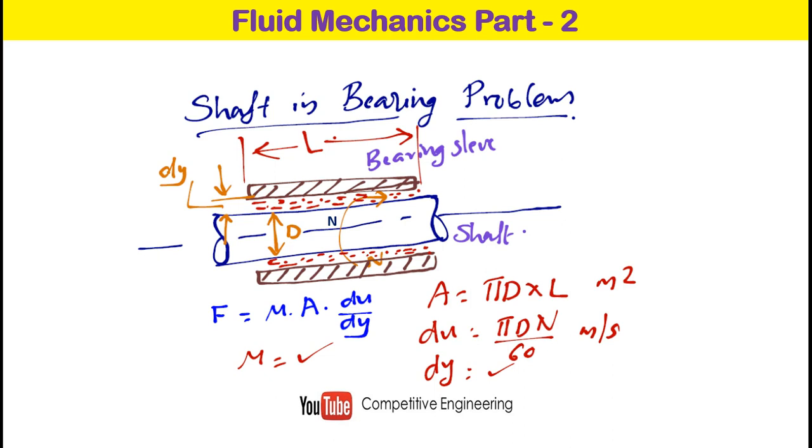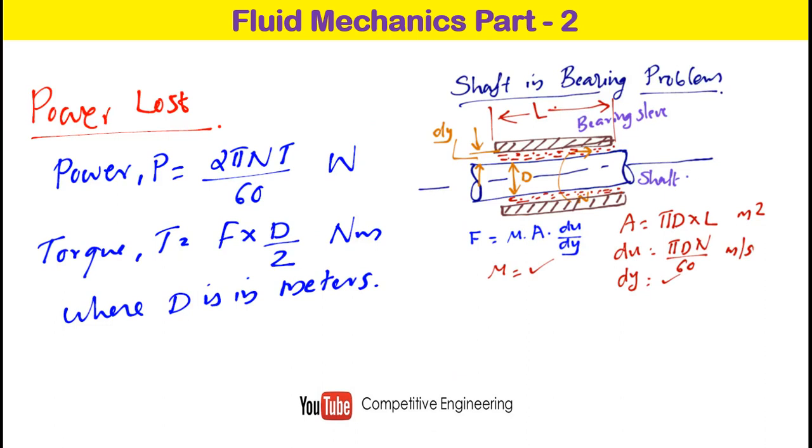From this equation we can find the force, but in some problems power loss will be asked. Power we know is 2 pi n T by 60 watt. 2 pi we know, n we know, T is the torque that we require. Torque is equal to force into diameter divided by 2, that is force into radius, that is F into D by 2. D will be given in meters, that is the diameter of the shaft. So we can find the torque, then by substituting in the power equation, we can find the power also. I hope you understand the concept.